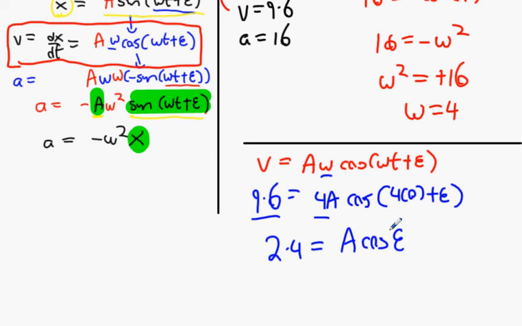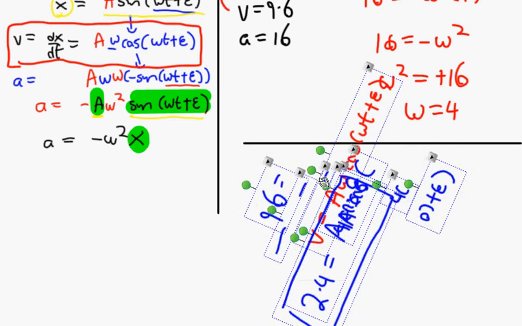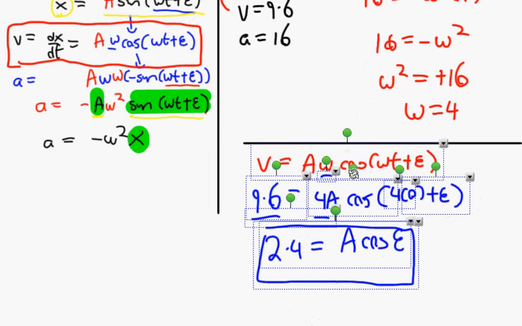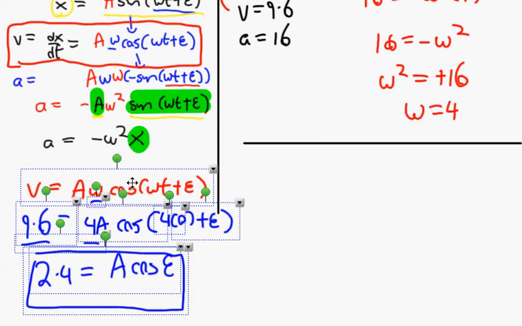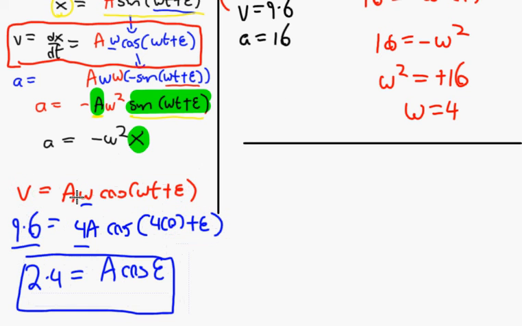So A cos epsilon, yeah? How many variables in that equation? 2 variables. So at the moment I can't really work too well with it, so I need to find another way. I need to find another equation. Okay, so what I'm going to do next is work with something else.